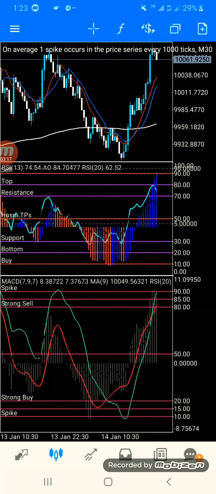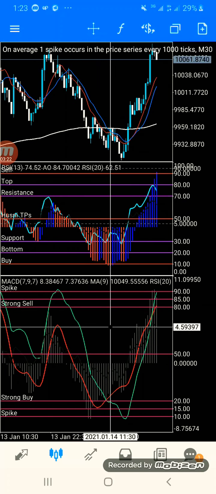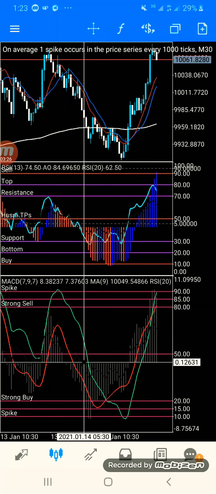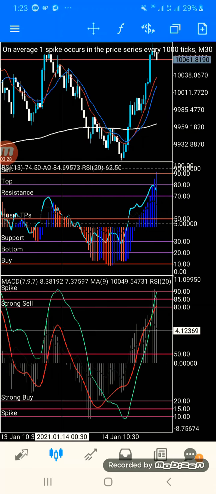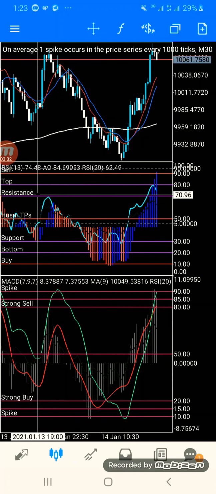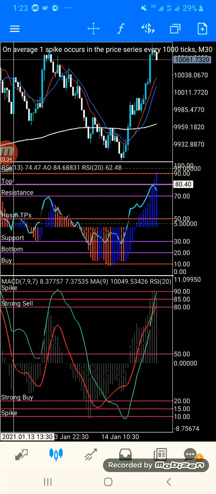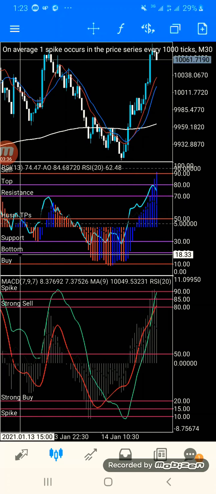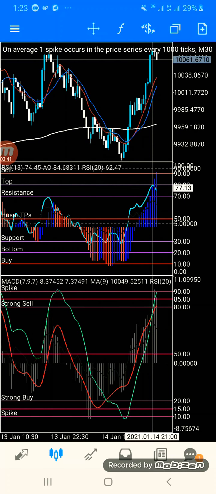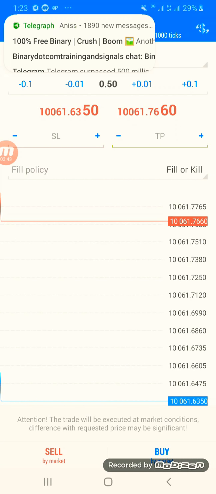So when I see this green line, this is the MACD, but I applied other indicators too. You can also see on the RSI it is on top. Here I name it top and here I name it the bottom. So I place there and it is on top, so I sell here.